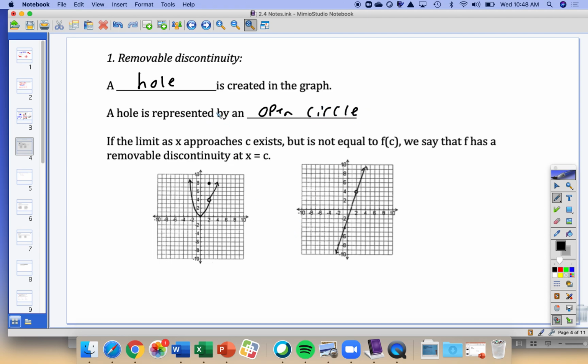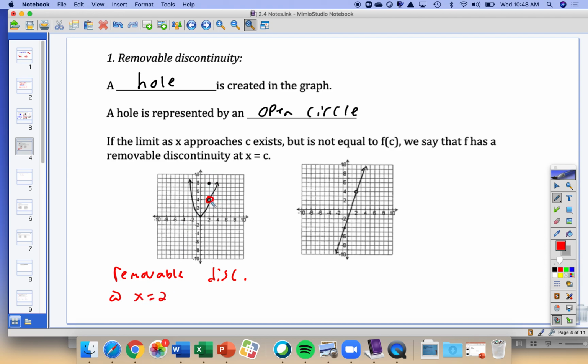Okay, so in these examples, the limit could exist, but because there is a hole there, so if you look at this guy right here, because there is a hole at this point, that means that it is discontinuous at the x value of 2. So I have removable discontinuity at x equals 2. That's because there's a hole there.